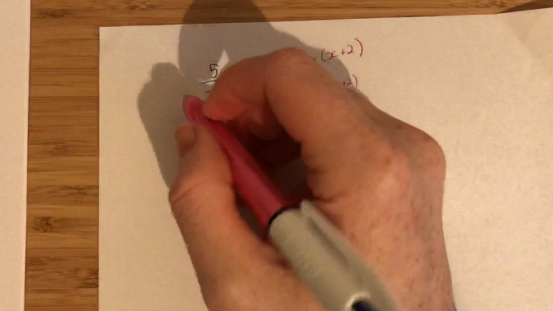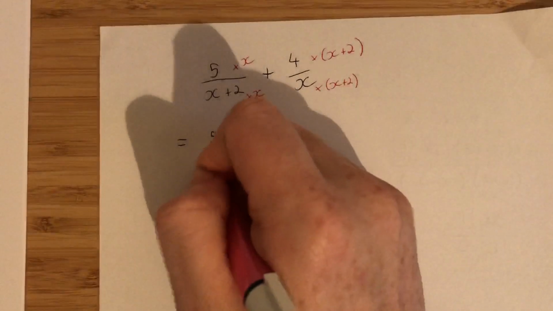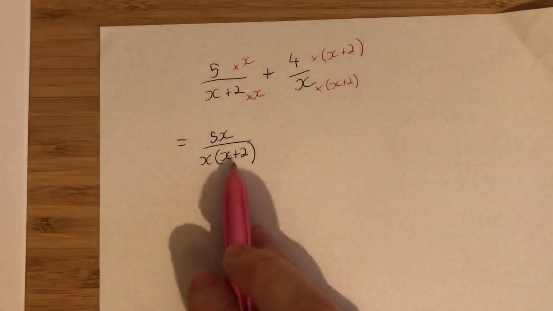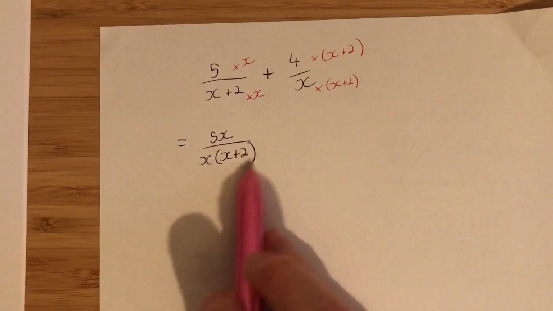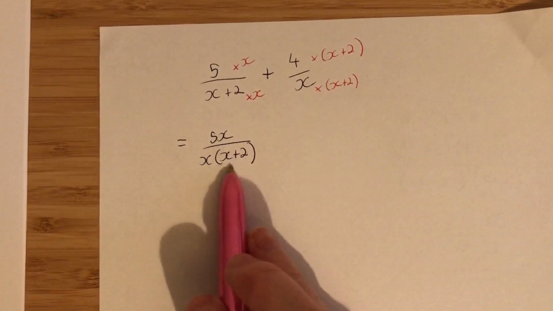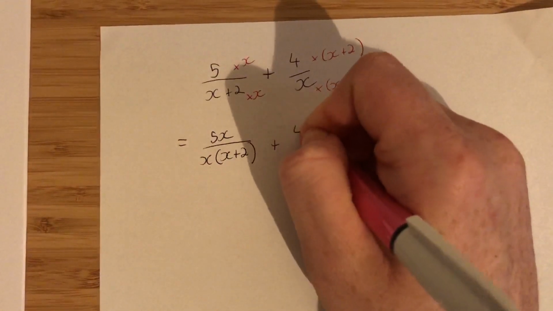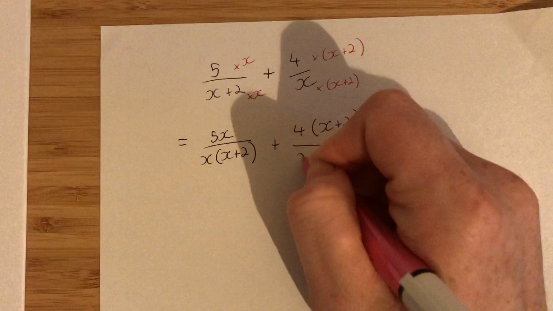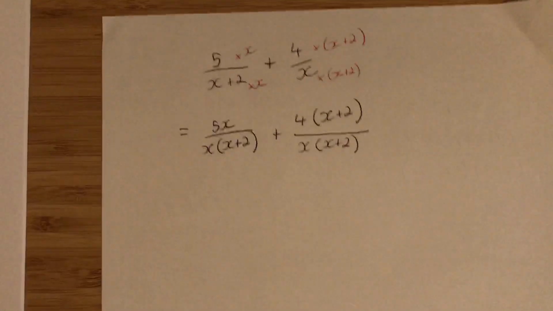So let's write out what that gives us. 5 times x, we've got 5x. And then we have x multiplied by x plus 2. And so I've put x here and x plus 2 in the brackets because it's x multiplied by all of this. If it's on the denominator, you don't need to multiply it out. We can just leave it like that in a nice factorised form. Plus 4 brackets x plus 2 over x times x plus 2 again on the denominator.